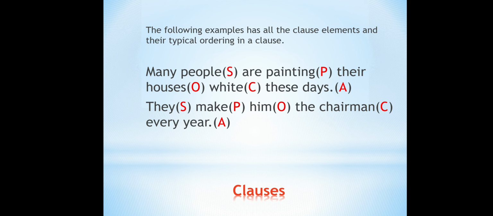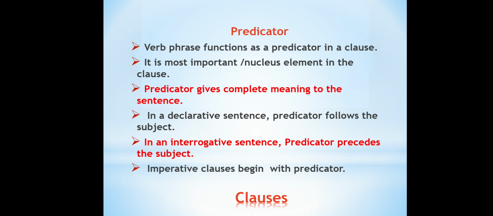But remember, not all clauses have all these elements. Some clauses are made up of only subject and predicator. There may be clauses which contain subject, predicator, object, or subject, predicator, adverbial, or subject, predicator, complement. So, now we are going to study in some detail each of the clause elements.